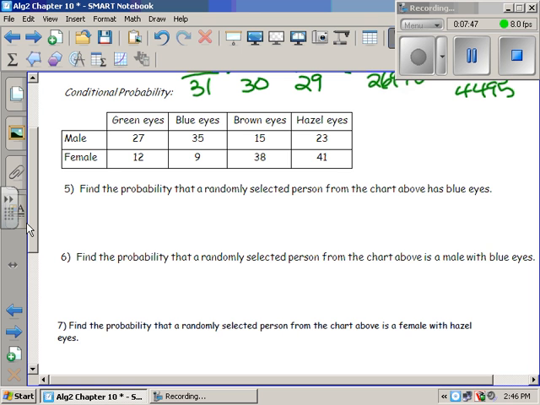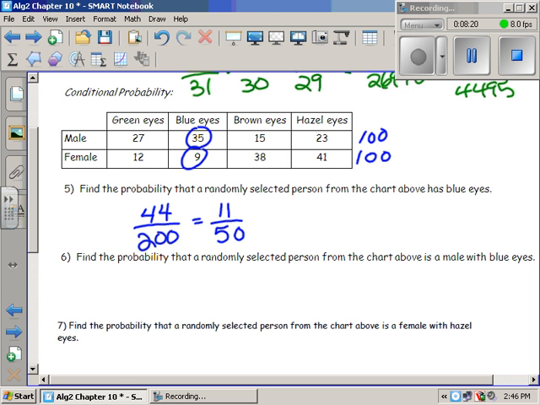Okay? So given this chart, let's talk about conditional for a minute. So I gave you all this chart, and just to do one more probability, the probability the randomly selected person has blue eyes. Well, 35 plus 9 is 44. So 44 people out of, and if I add up this whole row, I get 100 boys, and this is 100 girls. So 44 out of 200 people have blue eyes, or 11 out of 50.